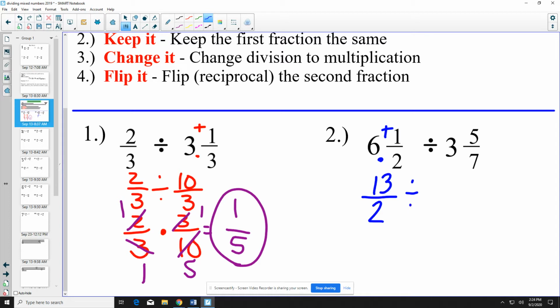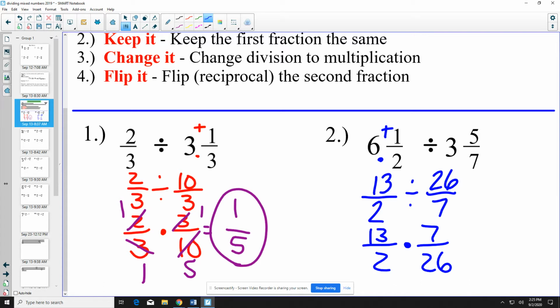Then I'm going to divide by. Now I need to change 3 5/7 to make it improper. 3 times 7 is 21. Plus 5 is 26 over 7. Okay, once you make them improper, then you do what we did last week when we divided fractions. You keep, change, flip. So let's do this together on your paper. Keep 13 over 2 the same. Change your division to times. Flip the 26/7 and make it 7/26.